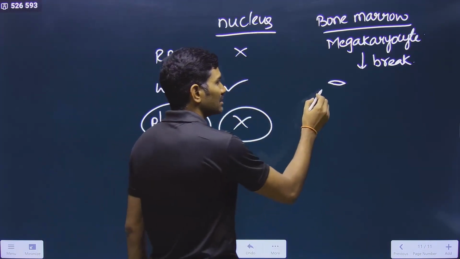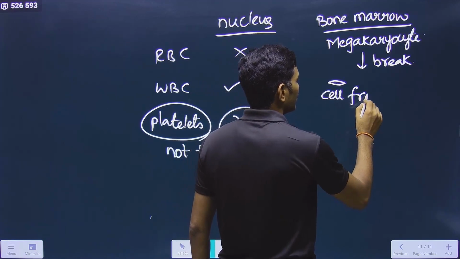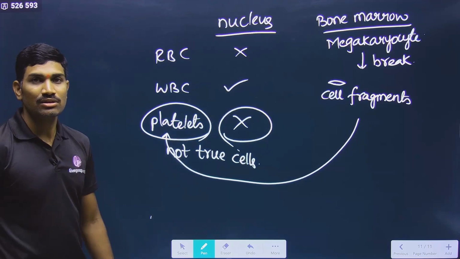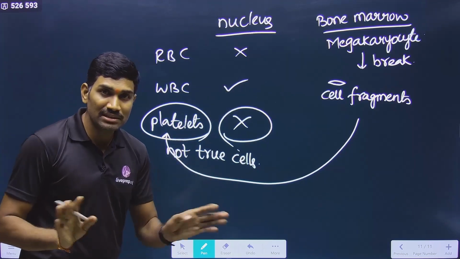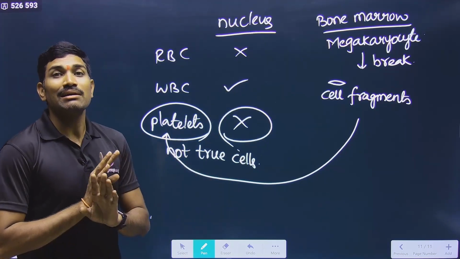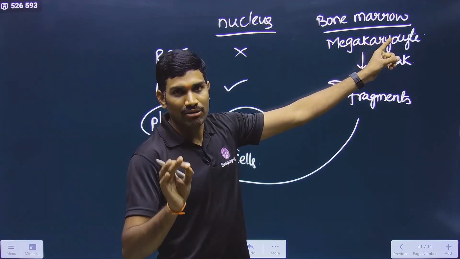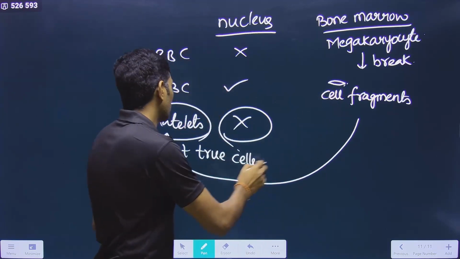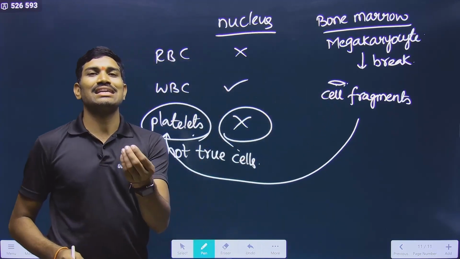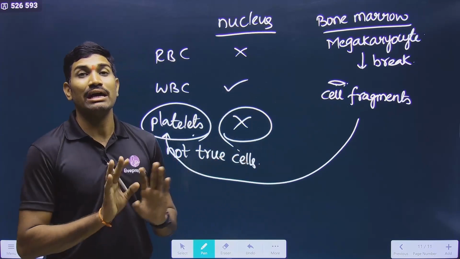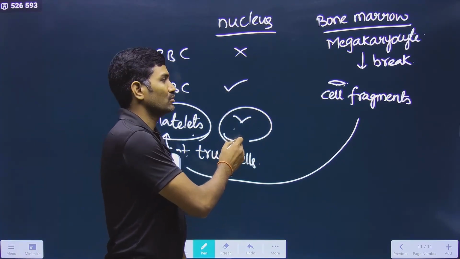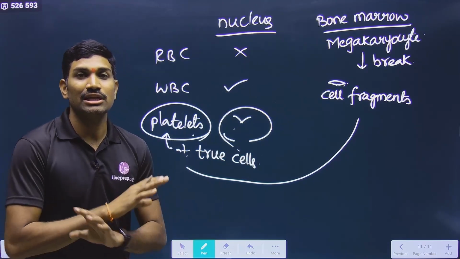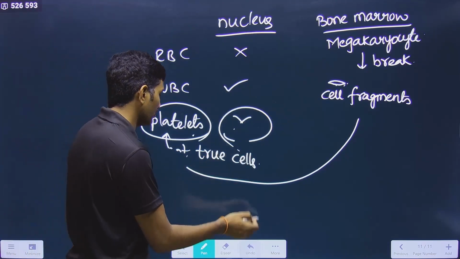These fragments of the cell are called platelets. That's why platelets are actually not complete cells. Please observe carefully. The megakaryocyte cell is broken into so many small fragments, and these fragments are called platelets. Since they are cell fragments, they are not complete cells, they don't have the nucleus. They are the fragments of megakaryocyte cell. This is the most important point you need to understand.